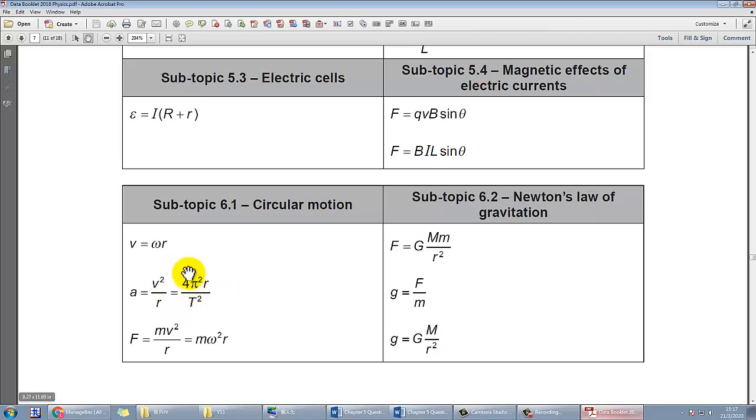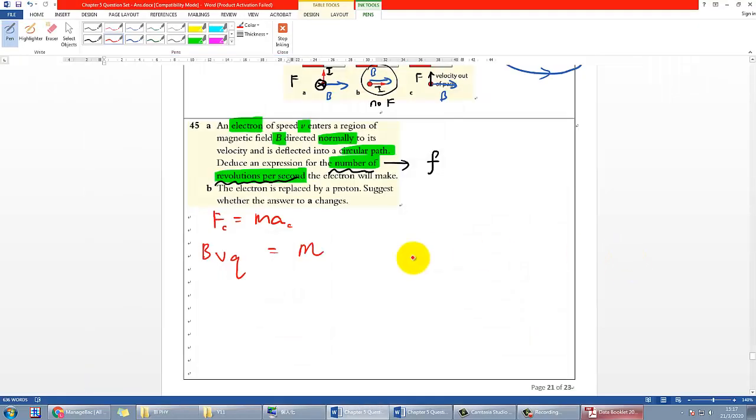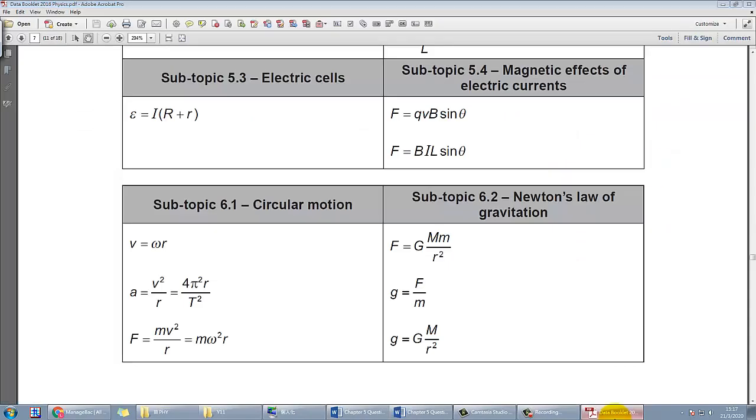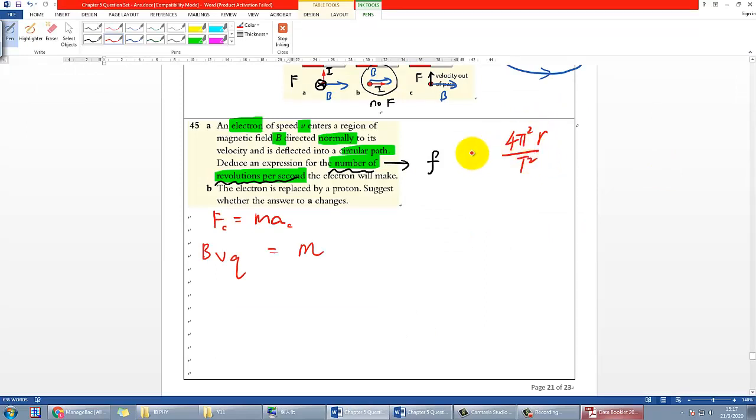Maybe I'll just copy it here first. So 4 pi square r over t square is one of the forms. But since you know 1 over t is frequency, then you could have 4 pi square r frequency square. So then you can substitute it here: 4 pi square r frequency square. And you want to express it with f as the main term.